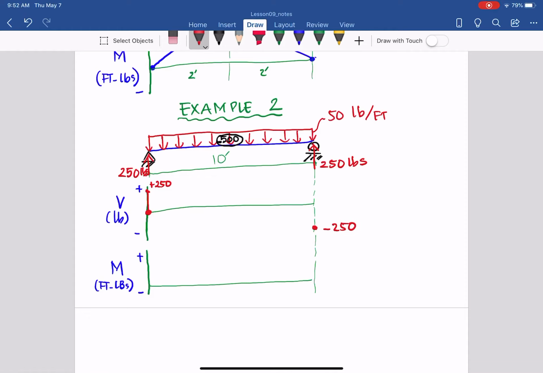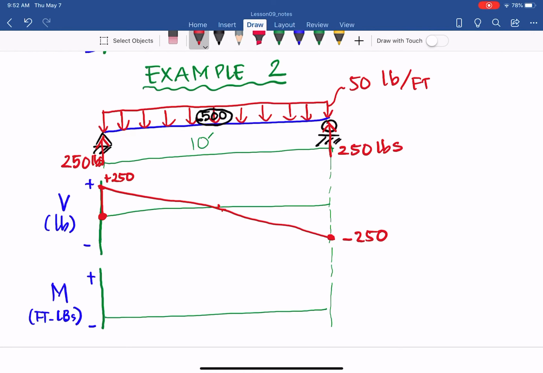So that starts at 250. It will get to 0 in the middle. And then get to negative 250 at the right side. So that will be a 500 pound change from left to right. And then at the right side, we have 250 pounds going up, so it creates a discontinuity in the shear diagram. Move up from negative 250, 250 going up, and that stops at exactly 0.